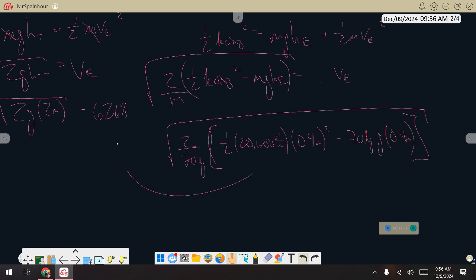And if we've done this correctly, pretty darn close to ending up the exact same way. I got 7.4. Well, let's check. Again, it could be a rounding thing, but let me check. Let's go 0.5 times 20,600 times 0.4 squared, minus 70 times 9.8, oops, times 0.8 times 0.4, times 2 divided by 70, square root. I got the exact same thing. 6.26.